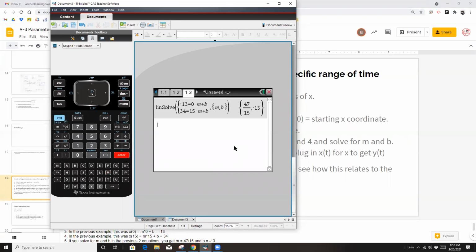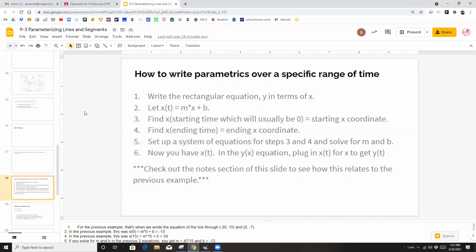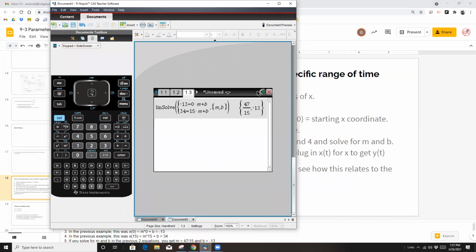And we get 47 over 15, comma, negative 13. So let me write that down too. So I'll keep pulling this up. So m is equal to 47 over 15, and then b is equal to negative 13.